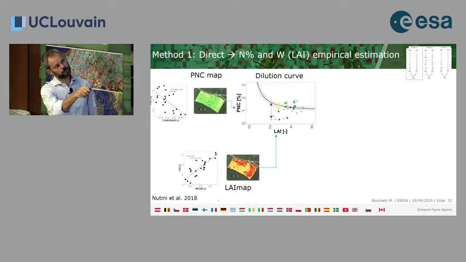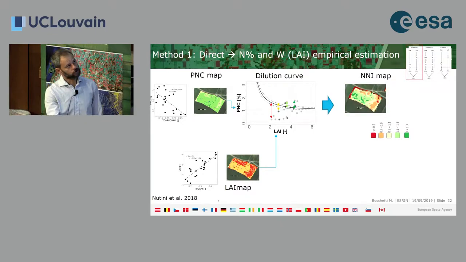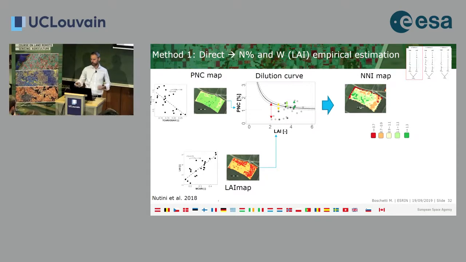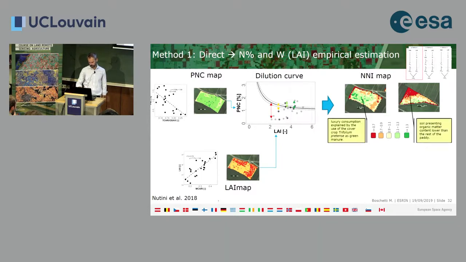Or on the contrary, we can have a situation that is a bit better than the critical condition. So exploiting those two equations, we have those two maps. And thanks to the dilution curve, we can have an NNI map. So this is, at the end, what is of help for the farmer to modulate the fertilization. This is an example of one field, and this of another.